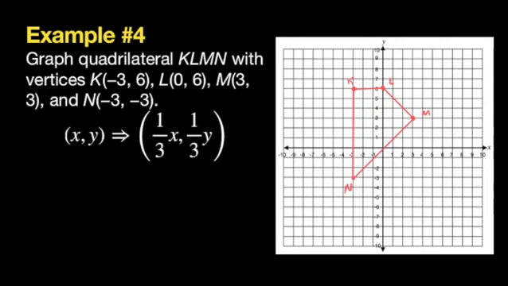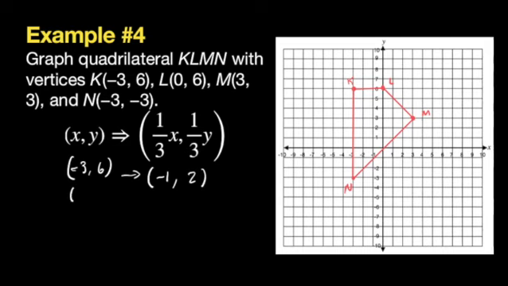Since 1/3 is less than 1, we know that our image is going to be getting smaller. So we're going to start by writing the coordinates. So the first one, we have -3 and 6. Multiplied by 1/3 is the same thing as dividing by 3. So we have 3 divided by 3 is going to give us -1. Then we have 6 divided by 3. That's going to give us 2. That's going to be our first coordinate.